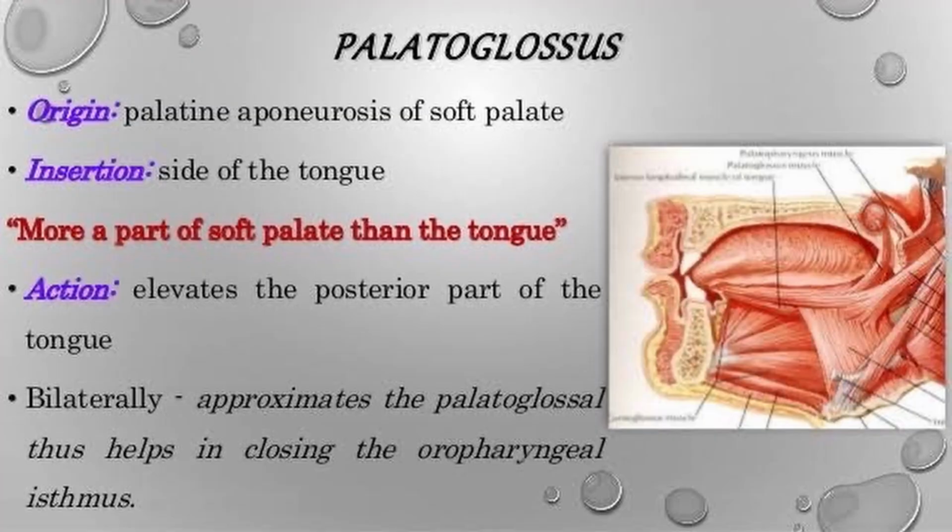Now the third muscle is palatoglossus. The palatoglossus takes origin from the palatine aponeurosis of the soft palate and it is inserted into the side of the tongue. It is more a part of the soft palate than the tongue. And the action of it is to elevate the posterior part of the tongue. The posterior part of the tongue is elevated by the help of the palatoglossus muscle, and bilaterally the palatoglossus approximates, thus helping in closing the oropharyngeal isthmus. So this is the palatoglossus muscle.